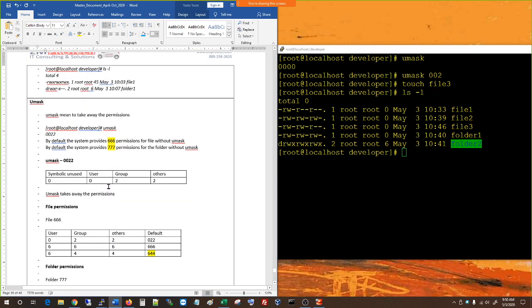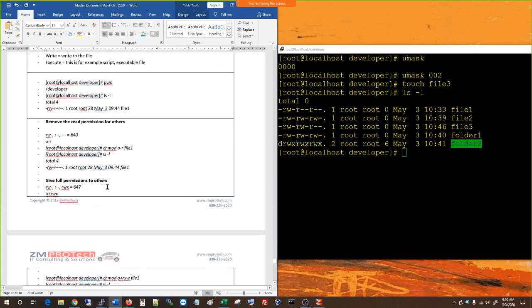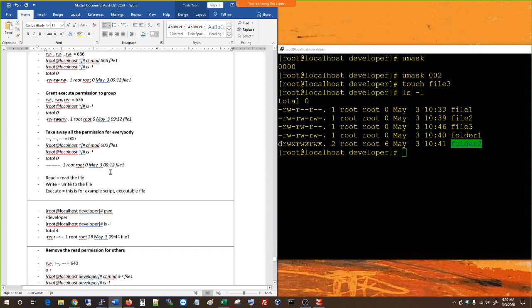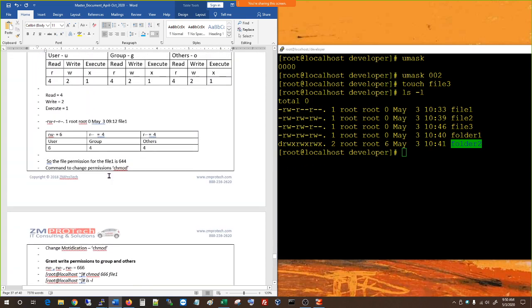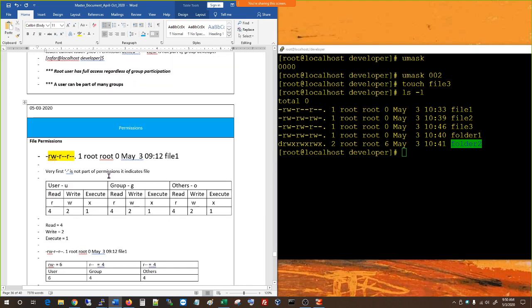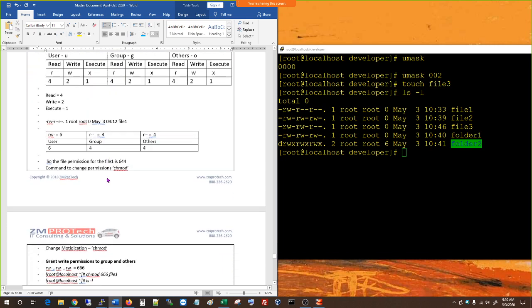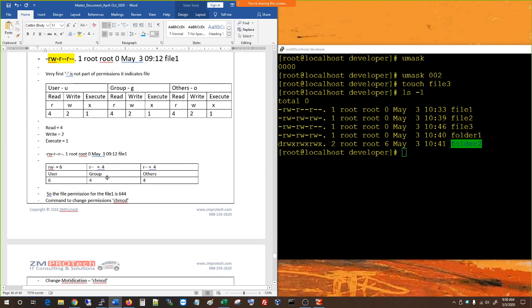I think I covered a lot here. It's a lot, guys. If you want to keep up here, just practice it, okay? And use the group chat if you are stuck somewhere or have questions. Users is U, G is group, others is O.